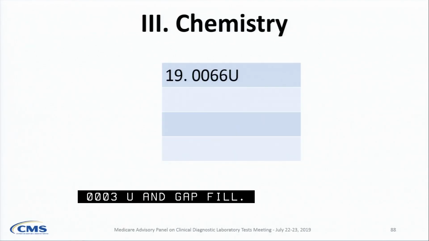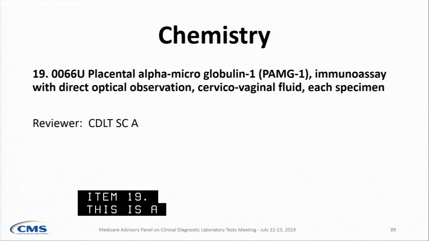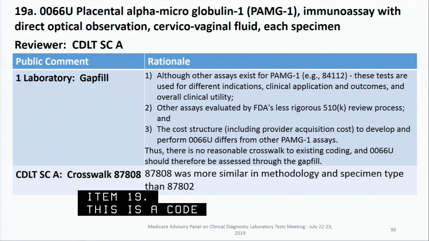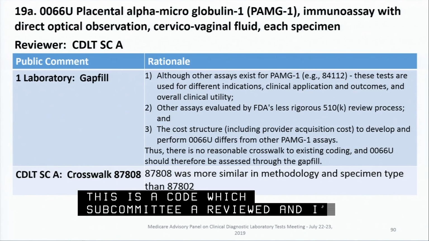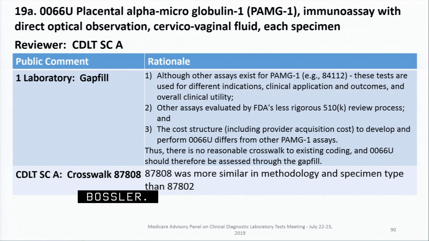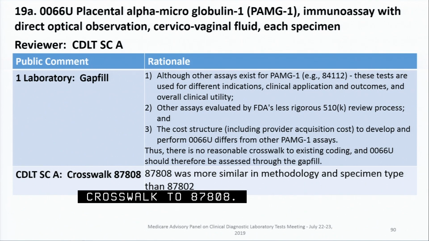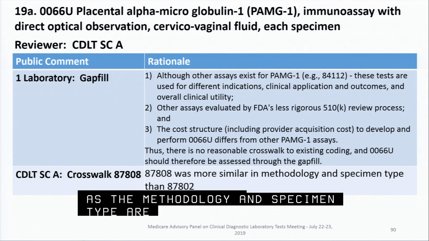All right, item 19, 0066U. This is a code which Subcommittee A reviewed, and I'm going to turn this over to Dr. Bossler. So our recommendation was to crosswalk to 87808, as the methodology and specimen type are similar to 0066U.